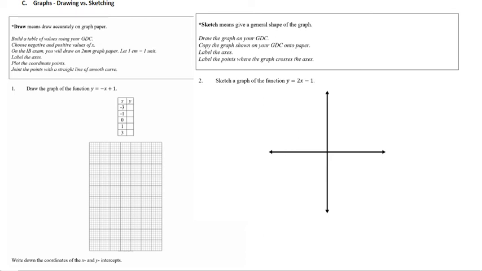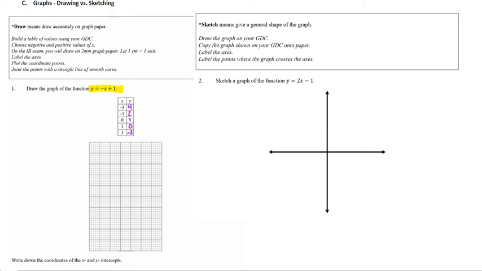So if we look at this function here, y equals negative x plus 1, we can quite quickly produce our table of values. So if x is negative 3, we have negative negative 3, which is positive 3 plus 1, so 4. When x is negative 1, y will be 2, this will be 1, this will be 0, and when x is 3, this will be negative 2.